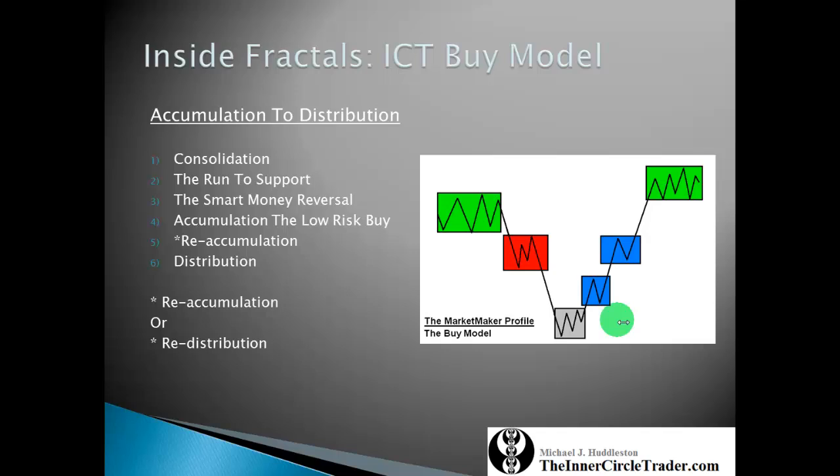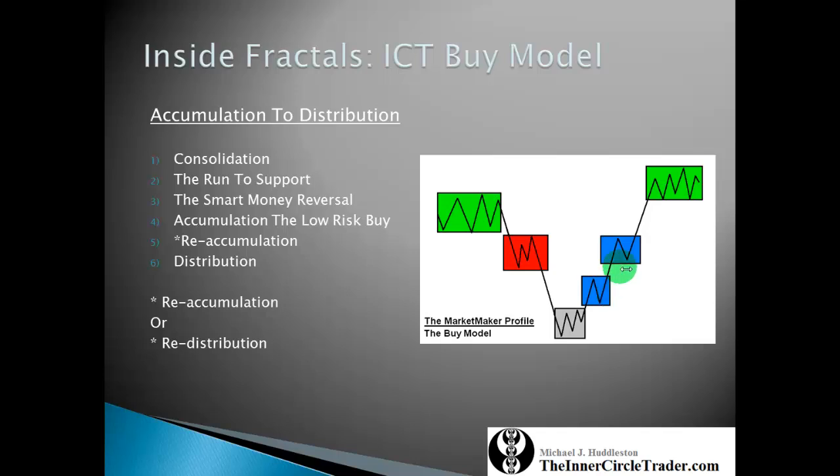It took a lot of years of studying price action for me to be able to identify this in advance, back here during the initial consolidation, then expecting the run to support, and then the smart money reversal at the low. Then there is an accumulation, which is going to be the low risk accumulation buy. That's the first of the blue area on the overall profile.